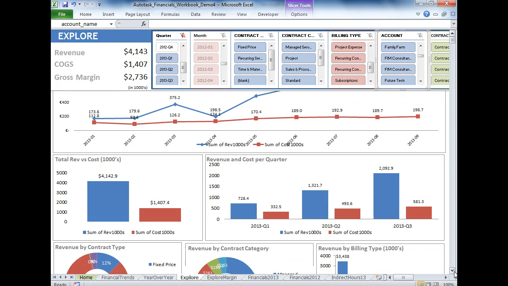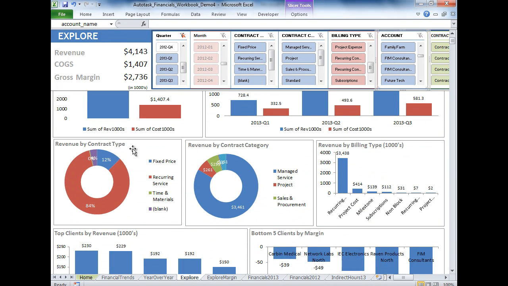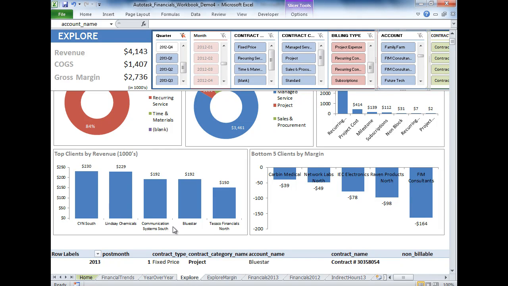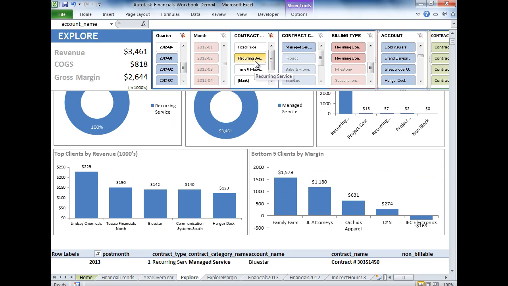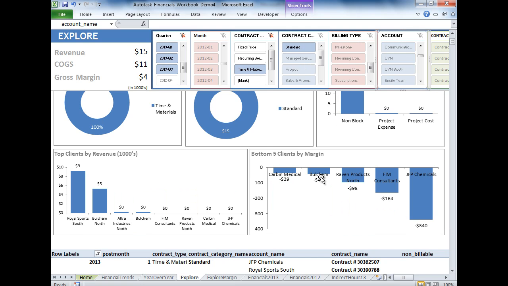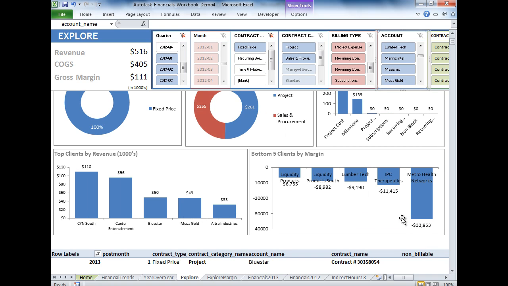Also, what you get is a distribution by revenue, by contract type, contract category, billing type, and then the top revenue clients by revenue, and the bottom clients. What this will show me is, and this is not in thousands, who I lost money on from the standpoint of margin. Now what I could do is drill into those specific clients and see how those clients were doing. In fact, I could say, show me recurring service contracts. Well, I only lost money on one account for recurring service, but time and material lost a lot more.